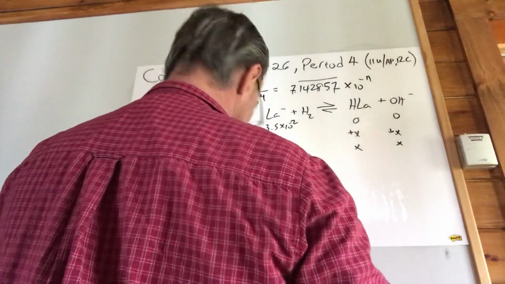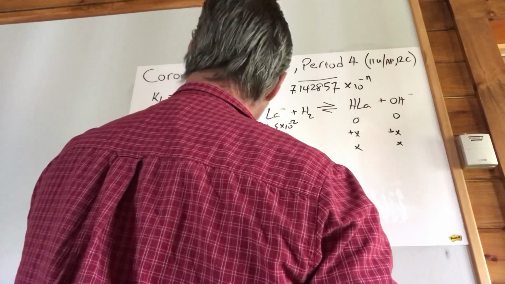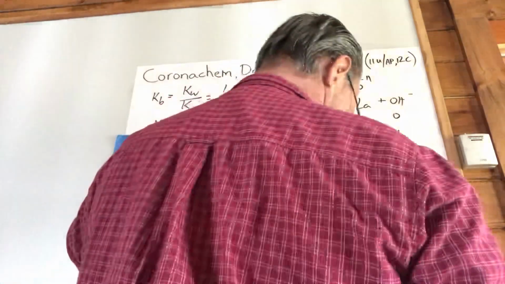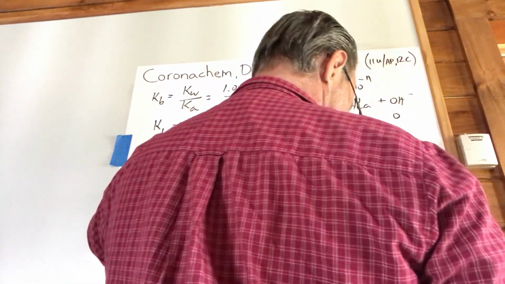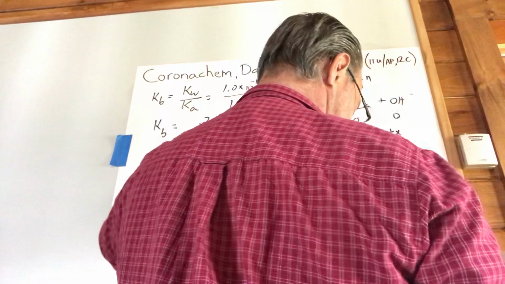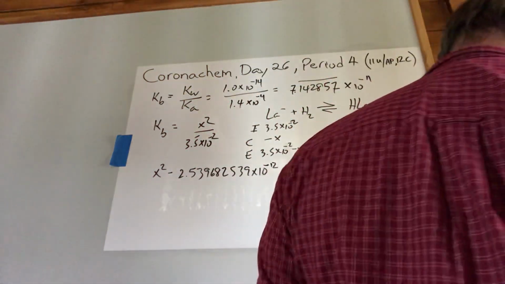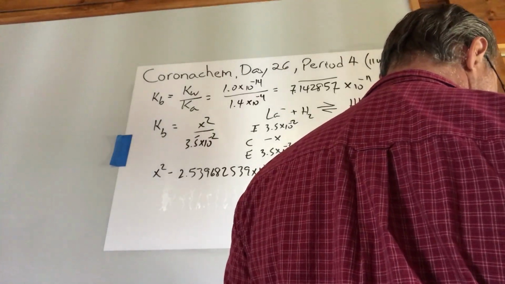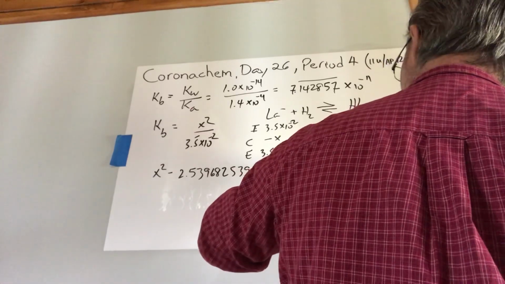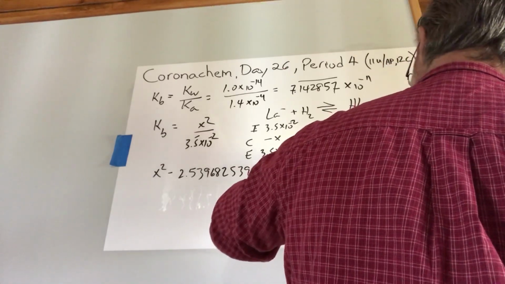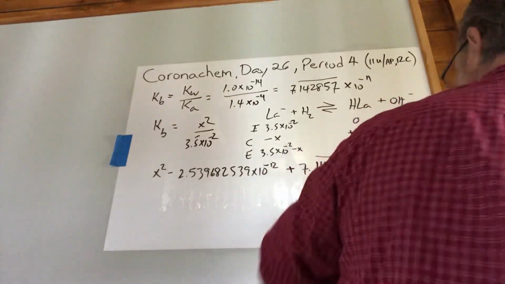X squared minus 2.53968 times 10 to the negative 12. Plus, I put it out of order in my notebook, 7.142857 recurring times 10 to the negative 11 x, and all that equals 0.